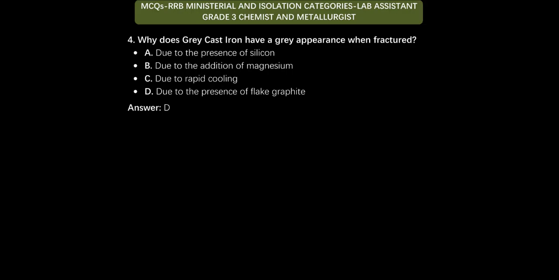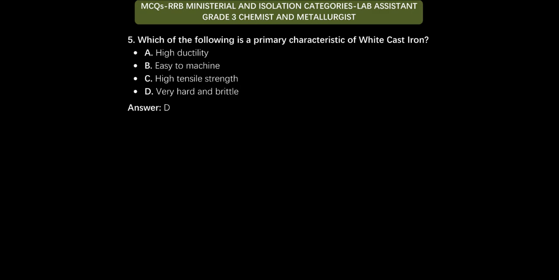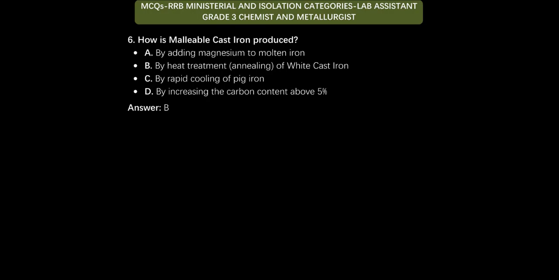Why does grey cast iron have a grey appearance when fractured? Option D, due to the presence of flake graphite. Which of the following is a primary characteristic of white cast iron? Option D, very hard and brittle. How is malleable cast iron produced?